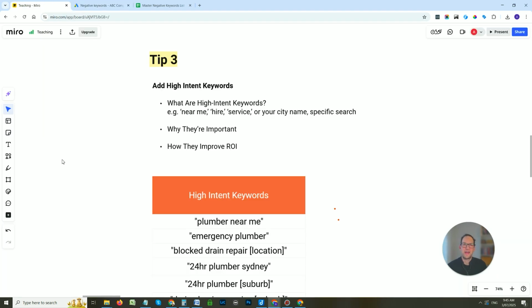My final tip is to add high intent keywords to your account. What are high intent keywords? They're words that people use when they have an intent of actually buying something. Words like near me, hire, service, your city name, or a really specific search. These words are particularly important because they're what's actually going to make sure that you're getting high quality leads, people that are actually ready to buy right now, and have a low lead cost. And overall, it's going to improve your return on investment.